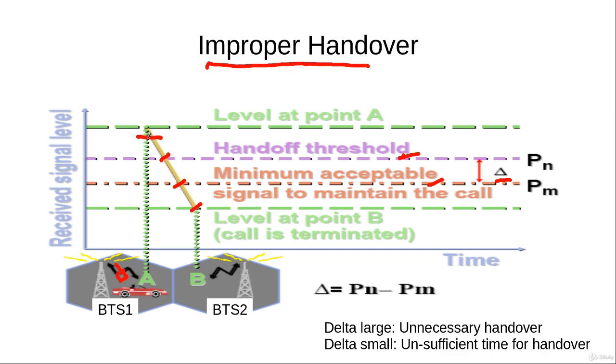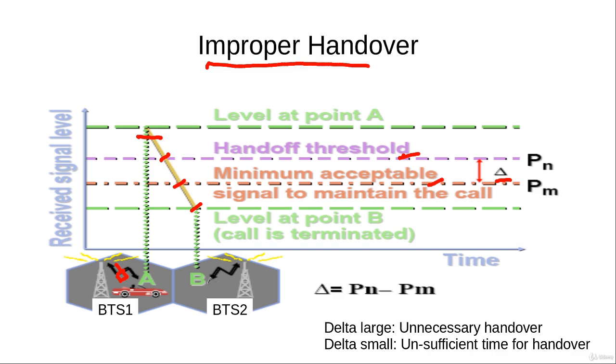And after that, when the power that is being received by this mobile station from the base station 1 increases again, this mobile station would again make a handover to the base station number 1. So there is a ping pong effect that would take place, and there are unnecessary handovers taking place.